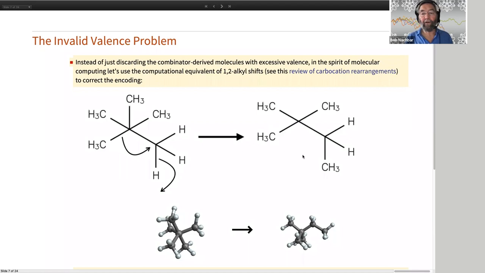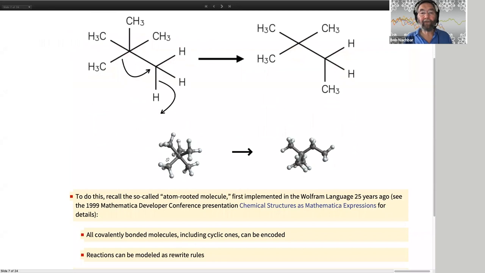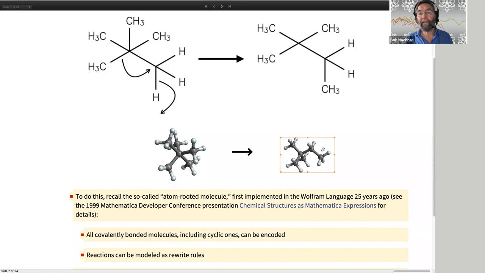And structurally, we can take this molecule here where we've got five atoms attached to the central carbon, and we can convert it to this one where there are only four atoms attached to this carbon, and one of them has been shifted over here. Now, we can do this pretty easily if we go back and use what I call the atom-rooted molecule structure that we first developed 25 years ago. And in fact, that's where the term quadracentennial comes from in the title of the talk. It was 25 years ago where we first devised the structure to encode chemical structures in Wolfram Language. And I gave a tech conference talk on it back in 1999, and this is a link to that.